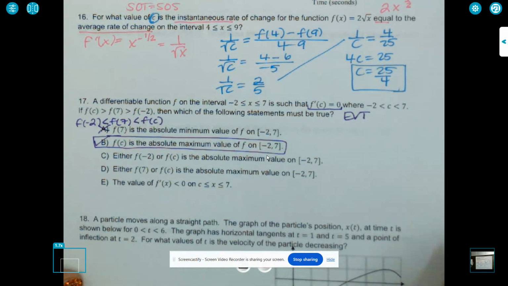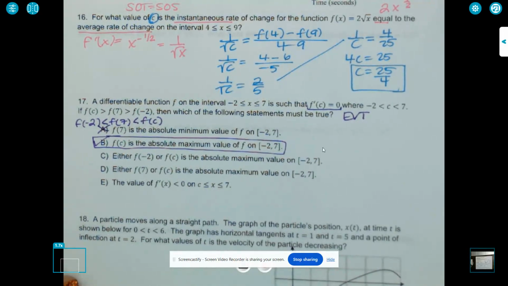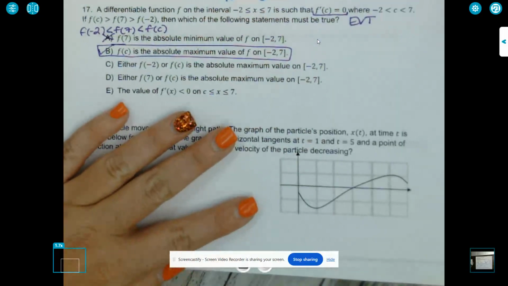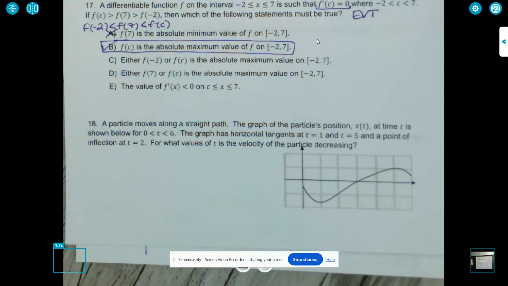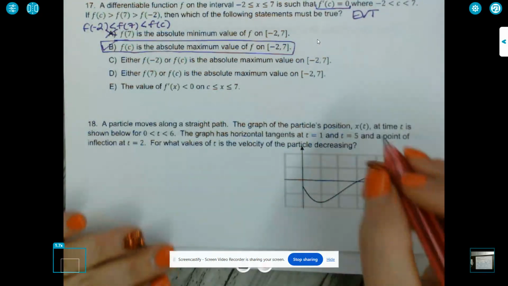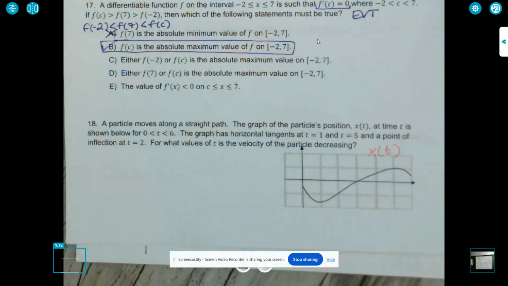Okay. Number 18, looking down here at this graph. I'm going to move it, make it fit. All right. A particle moves along a straight path. The graph of the particle's position, x of t, at time t is shown. So this is our particle position graph, from t equals 0 to 6. The graph has horizontal tangents at t equals 1 and t equals 5, and a point of inflection at t equals 2. For what values of t is the velocity of the particle decreasing?